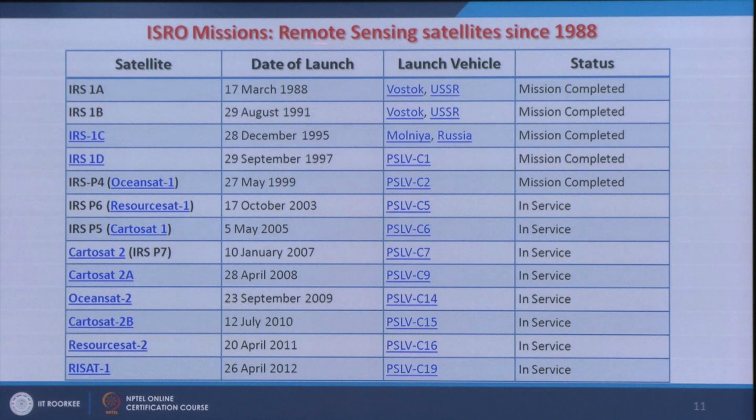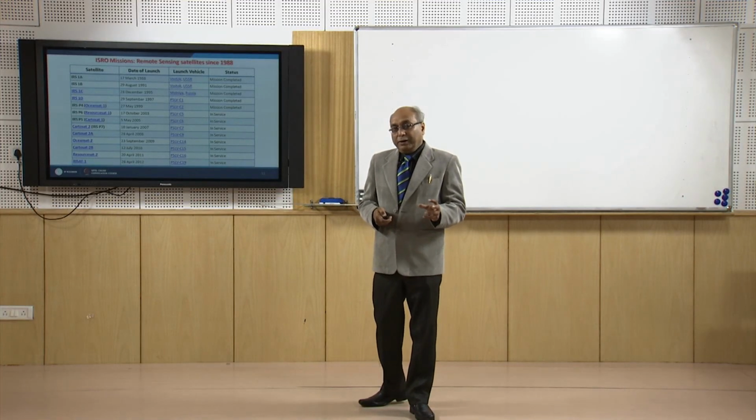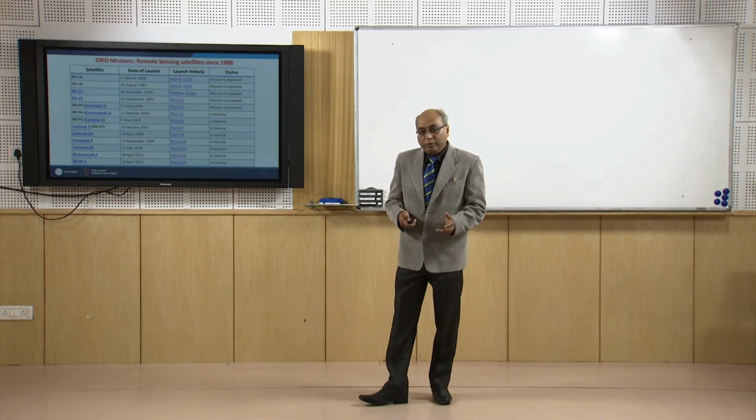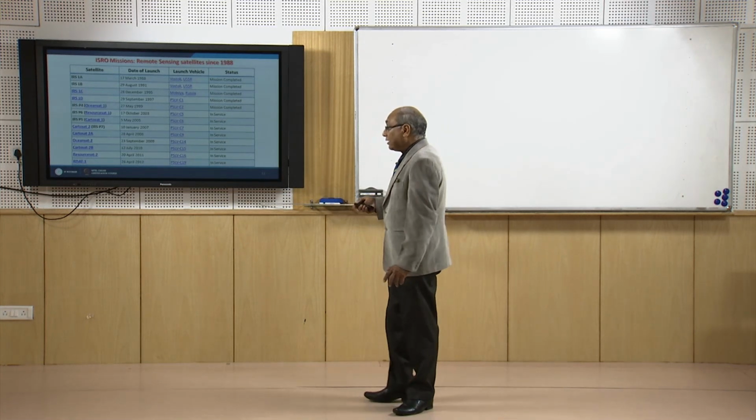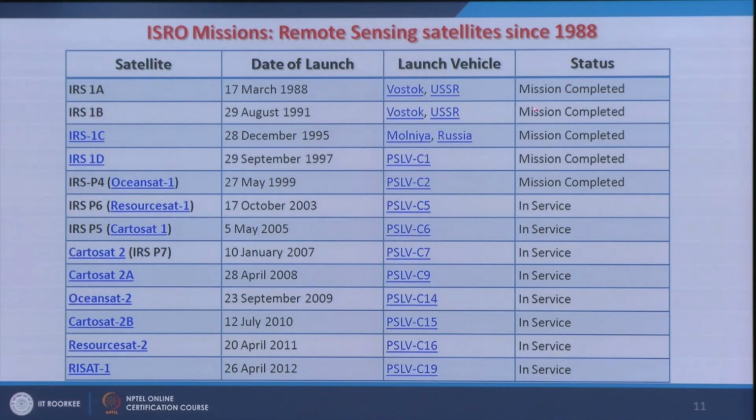Here is our ISRO mission, and we are only looking at the IRS, that is March 1988 onward. Earlier we were using, as you might know, some foreign launching vehicles, but with IRS 1D we started with our own PSLV series of launching vehicles. Since then we have been launching not only our own satellites, but foreign satellites of different countries, even the US, Russia, France and many others, by the PSLV.